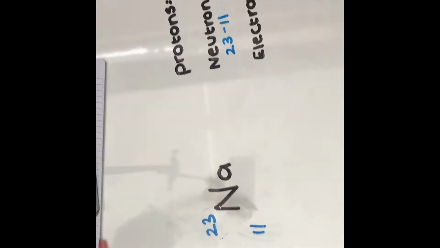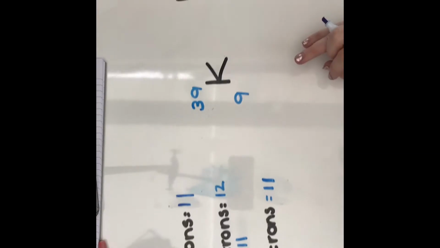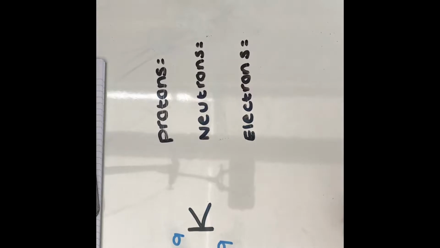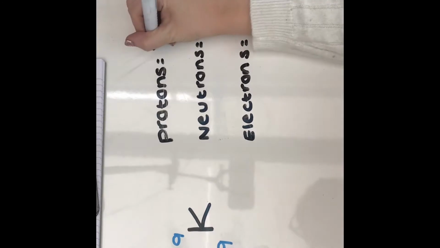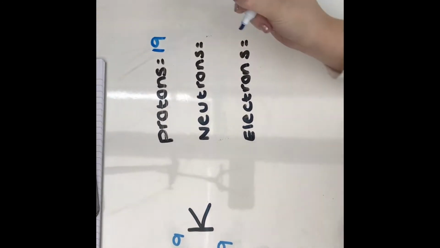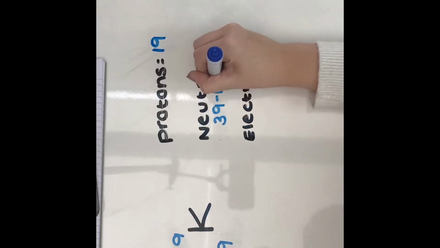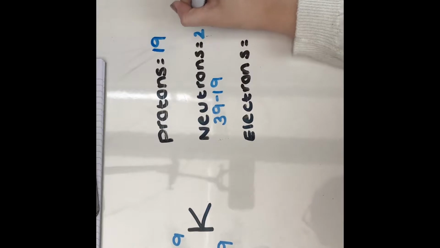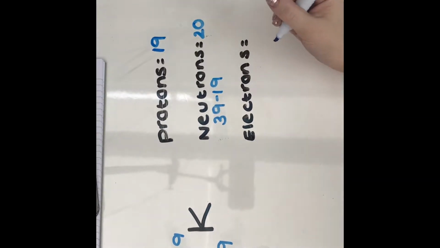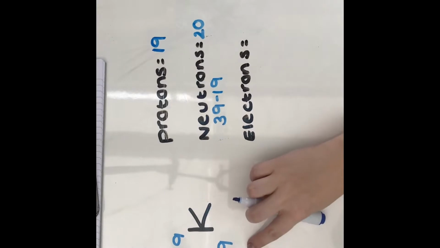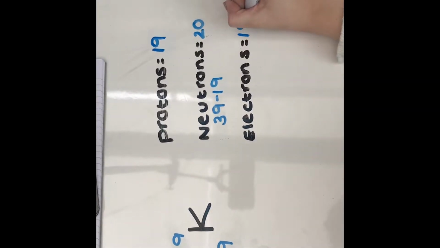The second atom we are going to be looking at is potassium. The symbol is K, the mass number is 39 and the atomic number is 19. Right, to work out the number of protons, it's the same as the atomic number, so it is 19. To work out the number of neutrons, it would be 39, the mass number, minus 19, so the number of neutrons is 20. To work out the electrons, because it is not an ion, it is the same as the atomic number, which is again 19.